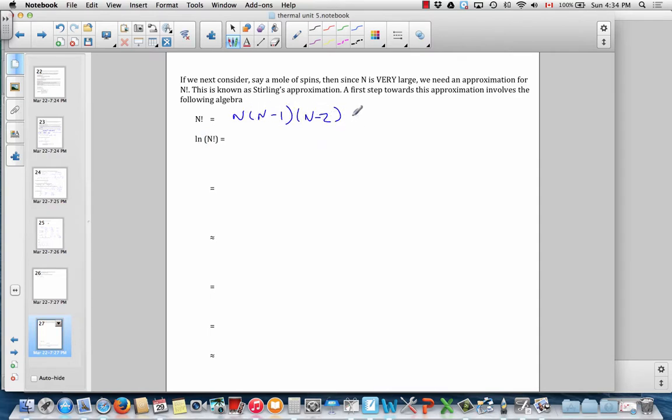So here's the definition of n factorial. You just multiply starting at n by successive smaller numbers all the way down to 1. So if we were to, say, take the log of both sides, the natural log, then the log of a product is the sum of the logs, so we could write it like this.